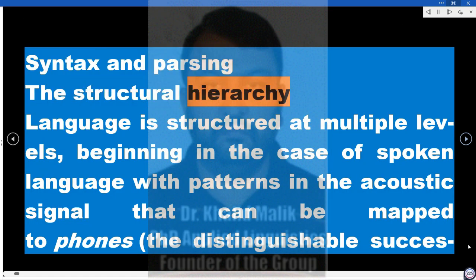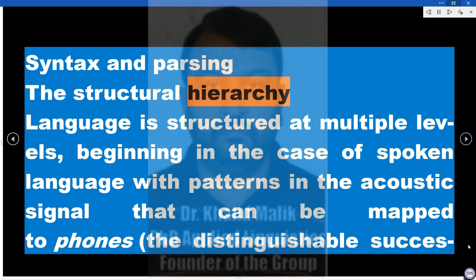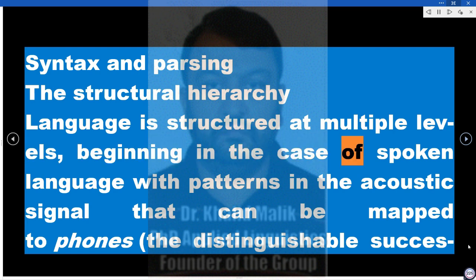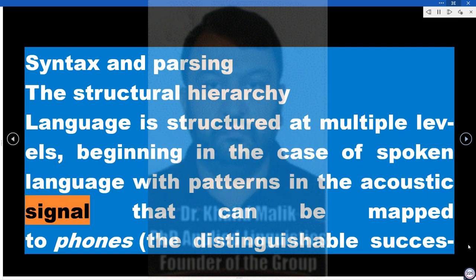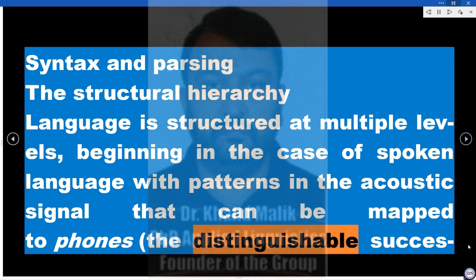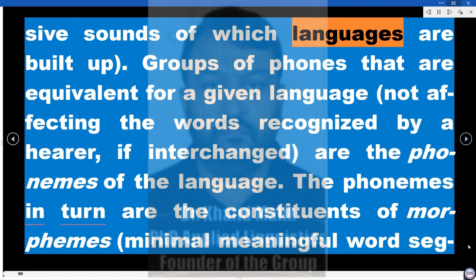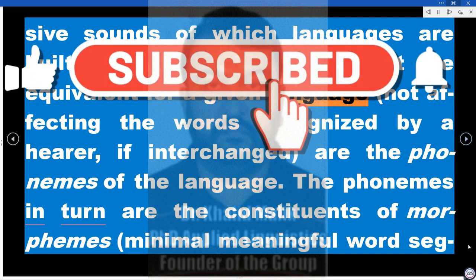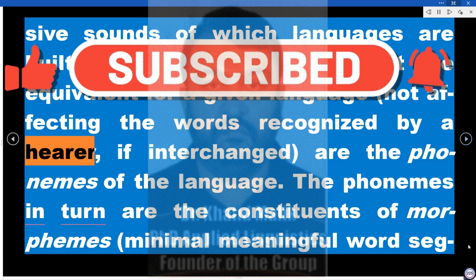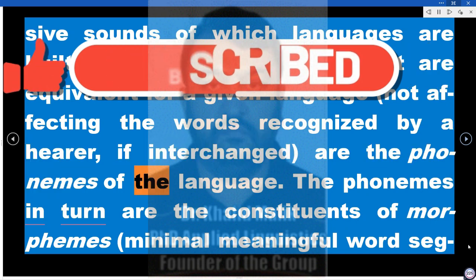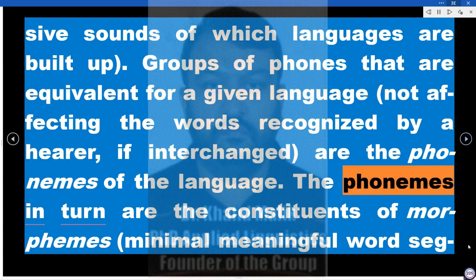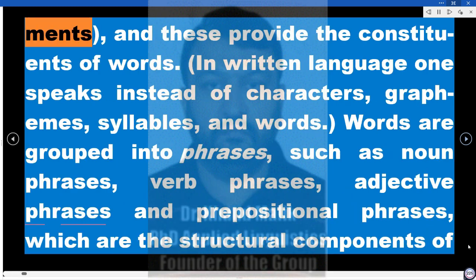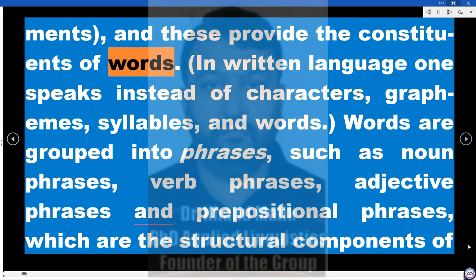Syntax and Parsing. The structural hierarchy. Language is structured at multiple levels, beginning in the case of spoken language with patterns in the acoustic signal that can be mapped to phones, the distinguishable successive sounds of which languages are built up. Groups of phones that are equivalent for a given language, not affecting the words recognized by a hearer if interchanged, are the phonemes of the language. The phonemes in turn are the constituents of morphemes, minimal meaningful word segments, and these provide the constituents of words.